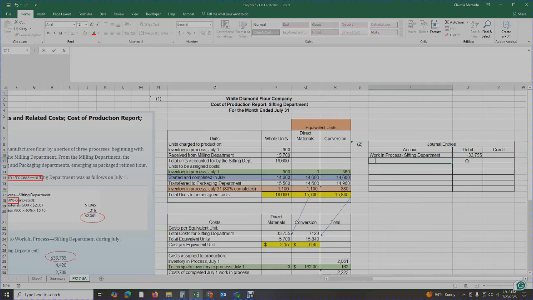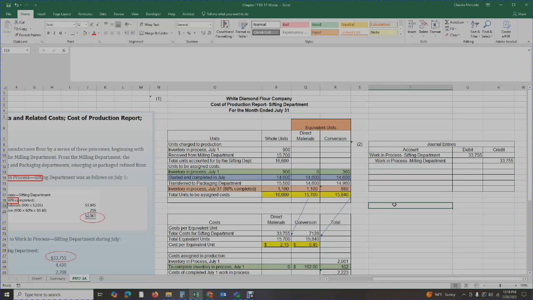Now, where do we take it out from? So we're taking it out from the work in process mailing department. All we're doing is taking out the 33,755 from the mailing because they're done with it, and we're going to move it over to the sifting department. This is the department that will receive the products and then continue the process of manufacturing it.